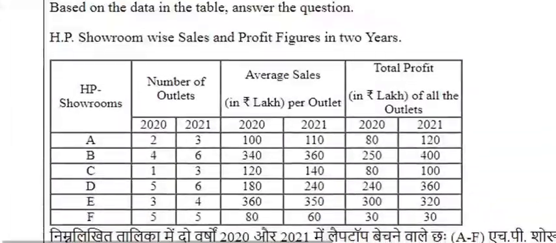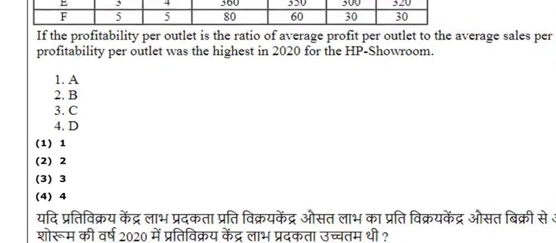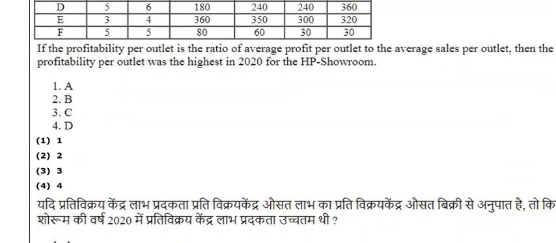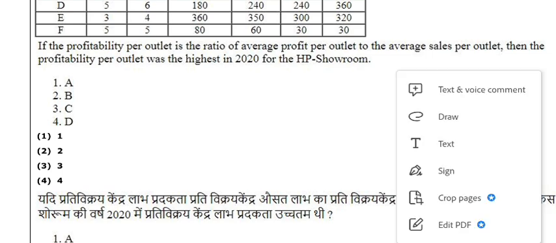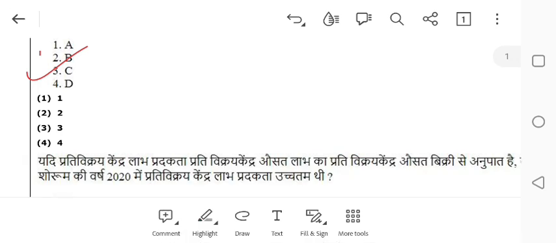Now what is the question? Number one question says, if the profitability per outlet is the ratio of average profit per outlet to the average sales per outlet, then the profitability per outlet was the highest in 2020 for the HP showroom A, B, C, D. What will be correct? It will be option C. That means number 3 will be correct.